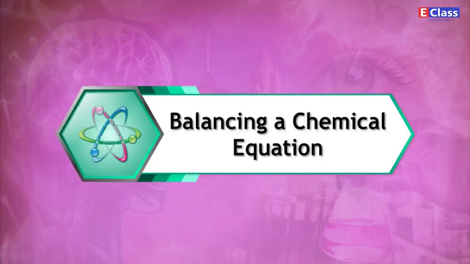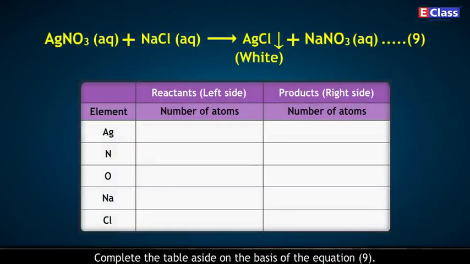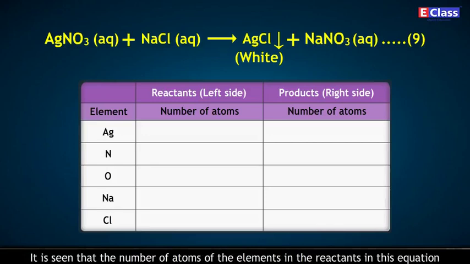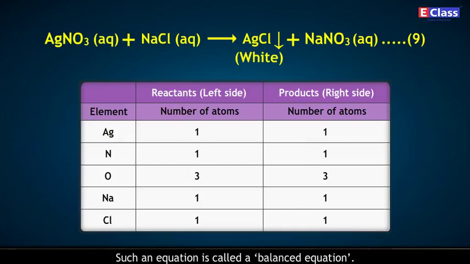Balancing a chemical equation. Complete the table aside on the basis of equation 9. It is seen that the number of atoms of the elements in the reactants in this equation is the same as the number of atoms of those elements in the products. Such an equation is called a balanced equation.